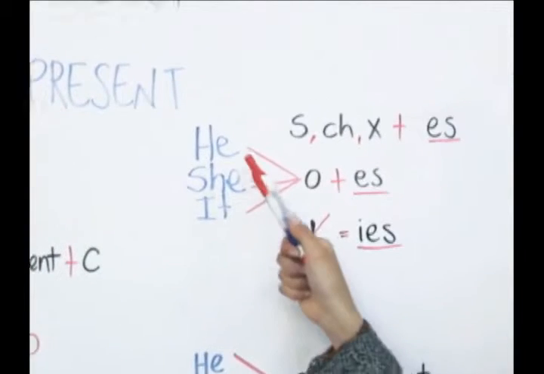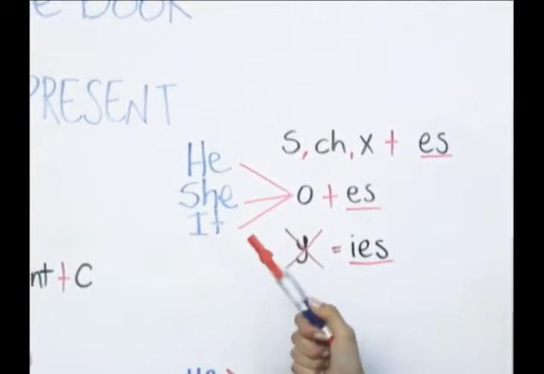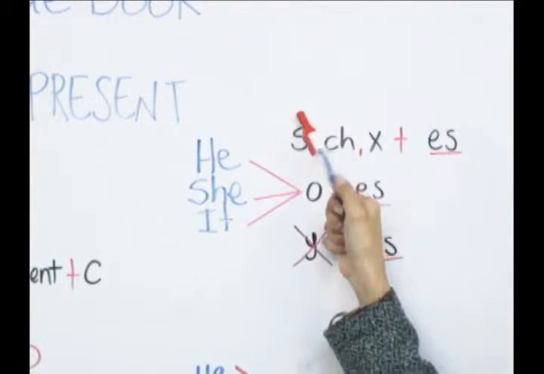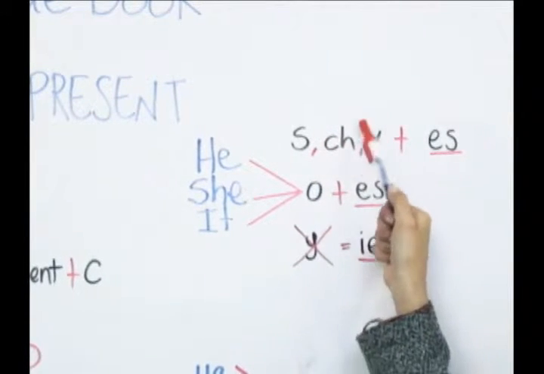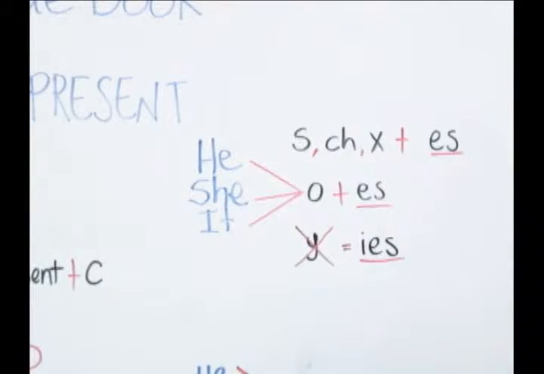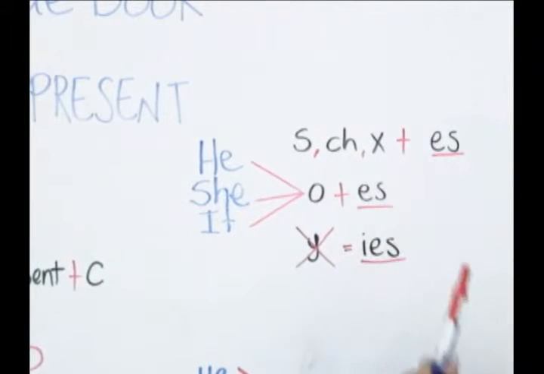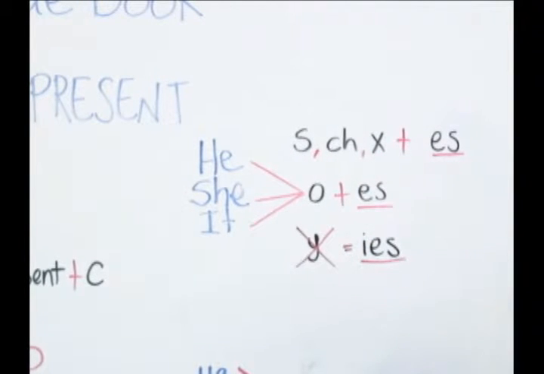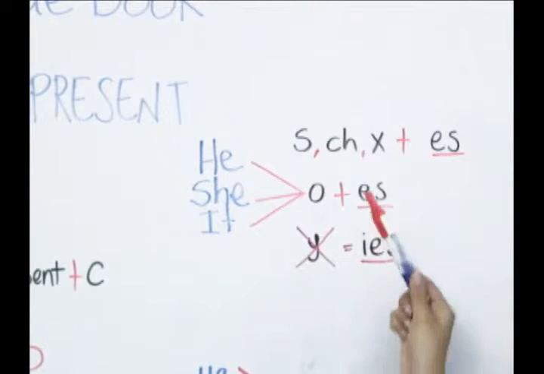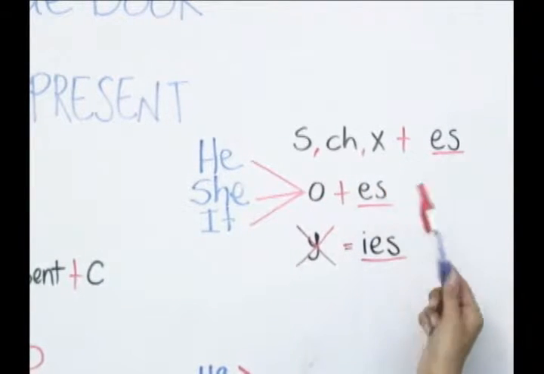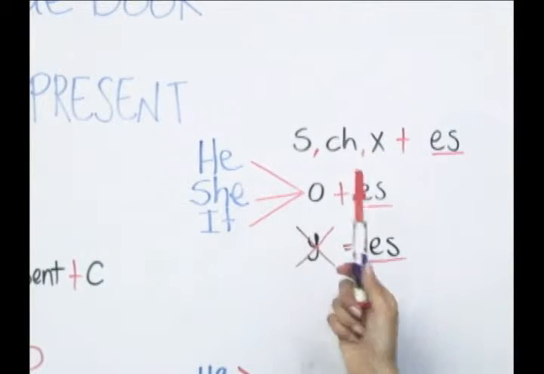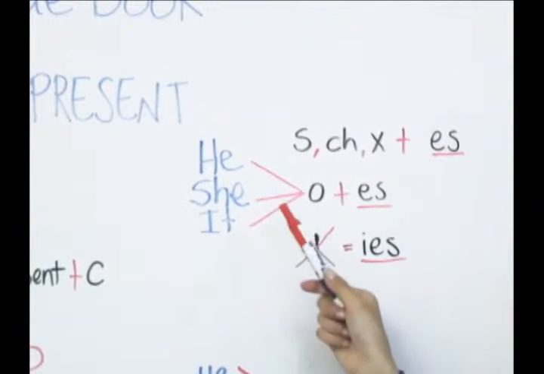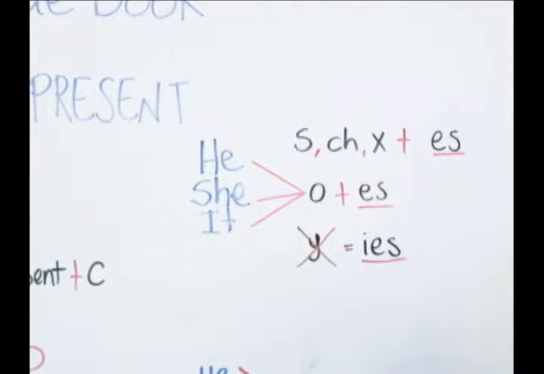So, for he, she, and it, the verbs change. If the verb ends in s, ch, or x sound, we add es. For example, listen to me. She washes the clothes. Or he watches TV. When the verb ends in o, we add es. For example, he goes to the bathroom. Or she does the homework. Listen to me, does, do, and does.